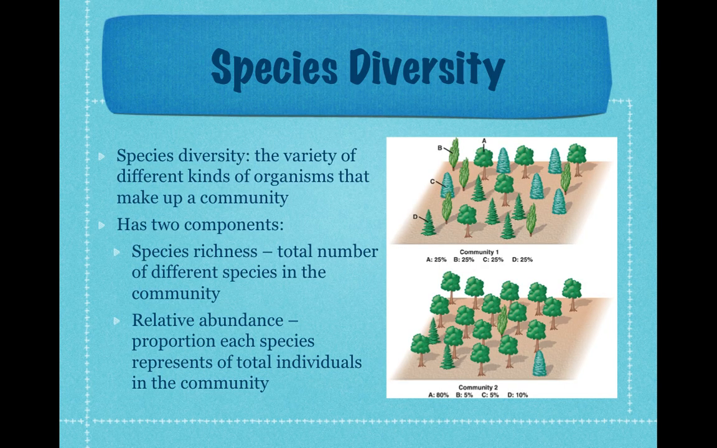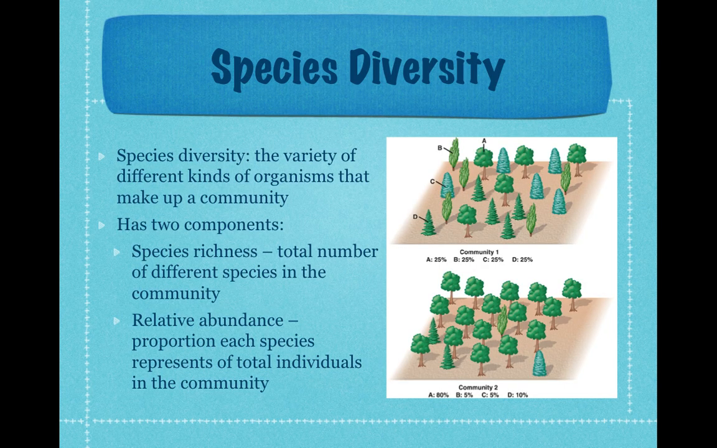All right, we go down to community 2, and although its species richness is the same in that we've got 4 different types of species, this would be a community that most people would say is not very diverse. And that's because just looking around, we've got 80% of the community being made up by a single species, where B and C are 5% respectively, and D is 10%.